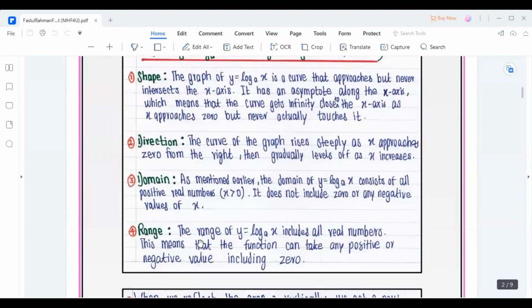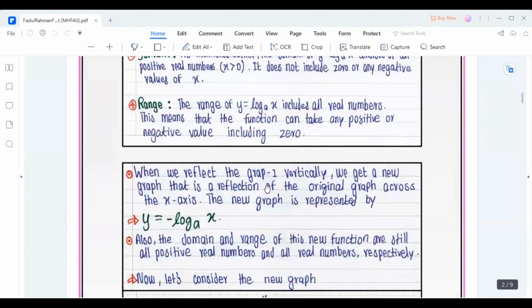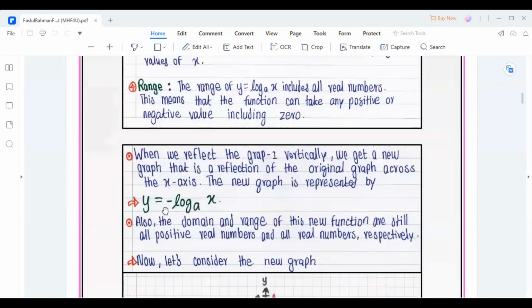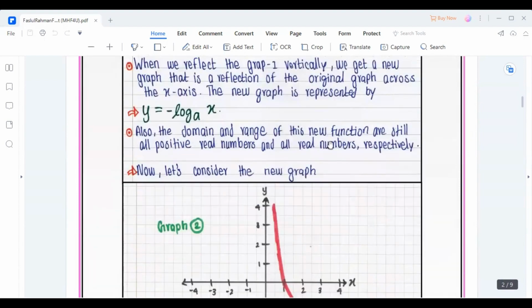The fourth one is range. The range of y equal log ax includes all real numbers. This means that the function can take any positive or negative value, including 0. So when we reflect graph 1 vertically, we get a new graph that is a reflection of the original graph across the x-axis. The new graph is represented by y equal minus log ax. Also, the domain and the range of this new function are still all positive real numbers and all real numbers respectively.